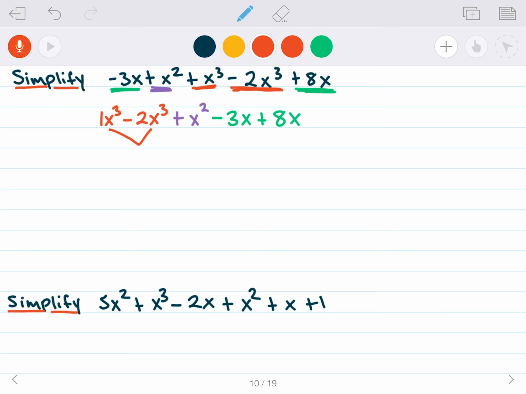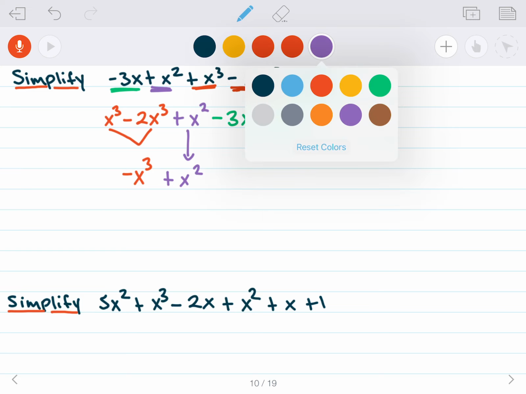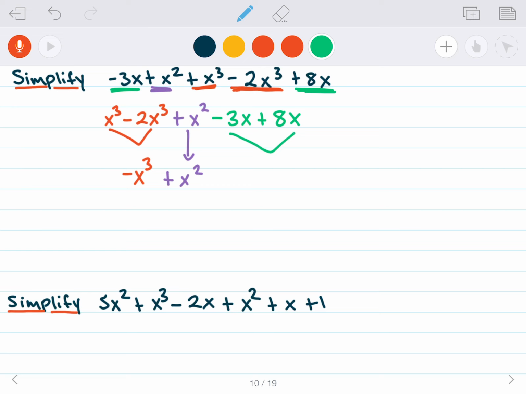So this is understood to be 1. 1 of something minus 2 of something is minus 1 of that something. Now this guy doesn't combine with anyone, so it's just a positive x squared that comes straight down. And then these guys do combine because same variable, same exponent. Negative 3x plus 8x is going to give me a positive 5x. And that is my fully simplified answer. I have 3 terms in my fully simplified answer.